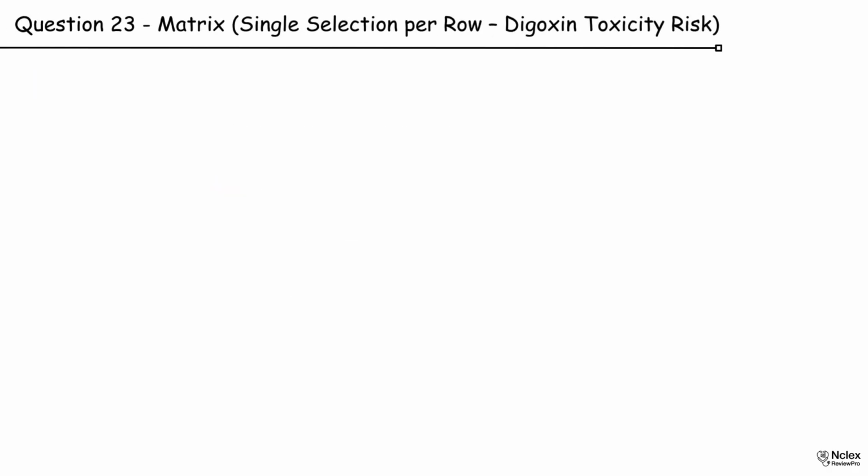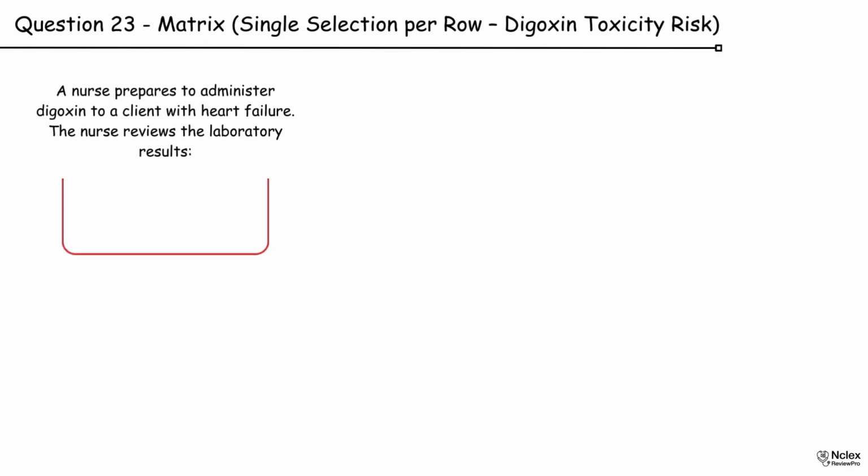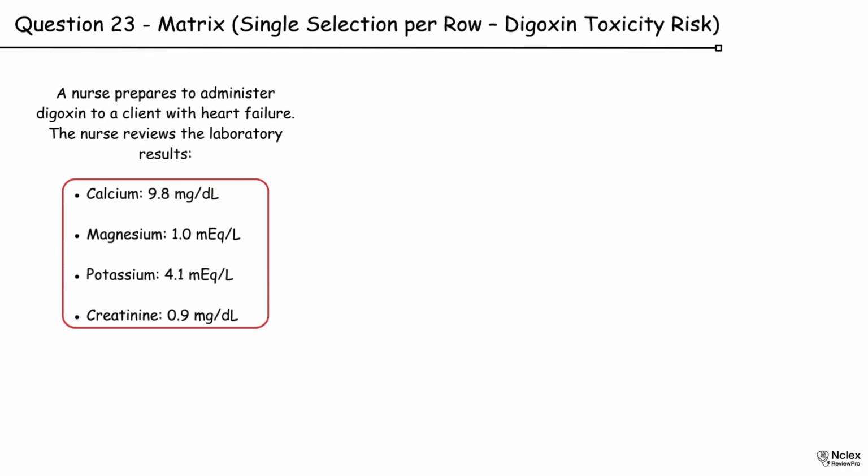Question 23. This is a matrix question focused on digoxin toxicity risk. A nurse prepares to administer digoxin to a client with heart failure and reviews the following laboratory results. Calcium, 9.8 milligrams per deciliter. Magnesium, 1.0 milliequivalents per liter. Potassium, 4.1 milliequivalents per liter. Creatinine, 0.9 milligrams per deciliter.